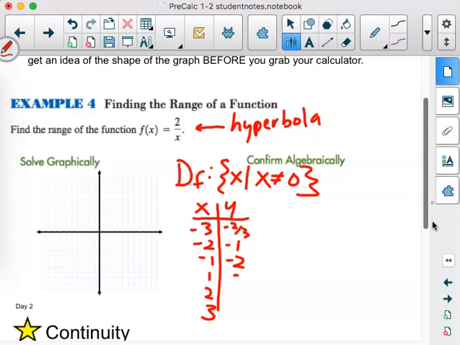And then if we put a 1 in, we get 2. Put a 2 in, and we get 1. And put a 3 in, and we get 2/3. And we start to see the symmetry that happens with hyperbolas. So negative 3 and negative 2/3, negative 2 and negative 1, negative 1 and negative 2, and there's my first branch, like so. I want to make it appear that it approaches the asymptotes, but never actually crosses them. You have to be really careful with that. If you cross an asymptote, points are lost.